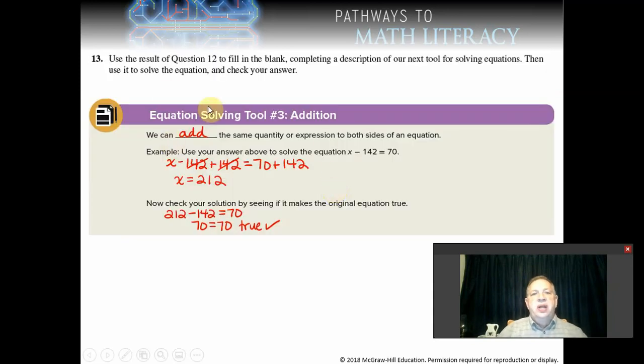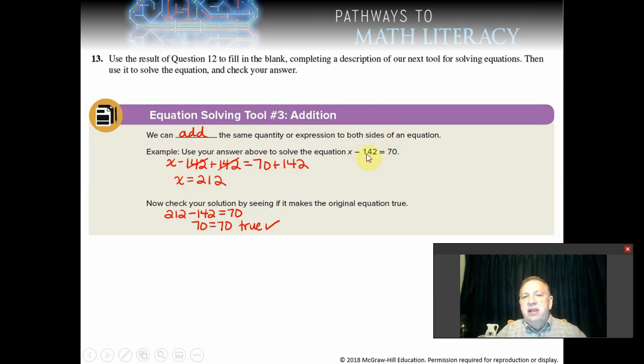So here's our thing. We can add the same quantity or expression to both sides of an equation. So here, use what we've learned so far, use this piece of it, to solve x minus 142 is equal to 70. So I can add the same thing, and what I want to do is do the opposite. If this is a negative number that I want to get rid of, I want x by itself. That's my game plan. X on one side, all my numbers on the other side.